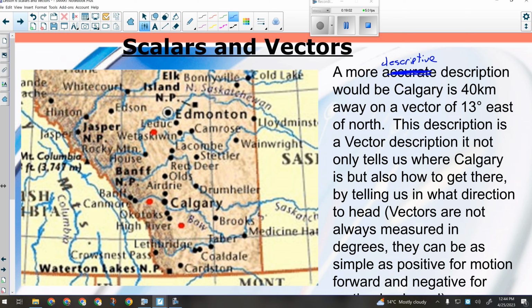And the reason I took accurate out of there is because it isn't more accurate. Accuracy doesn't depend on whether I give you a direction or not. Accurate depends on how you measure it. So let me give you an example here.